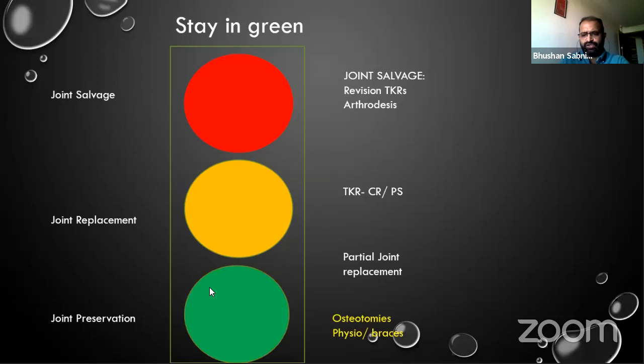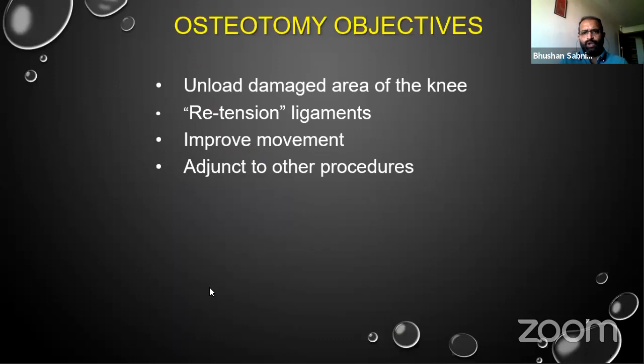Now, why do you do osteotomy? You are going to unload the damaged area of the knee joint, in this case, the medial compartment of the knee. You are going to retension the medial ligament, so the MCL will be retensioned because of the corrected alignment. The range of motion usually tends to improve, and it can be used as an adjunct for other procedures.